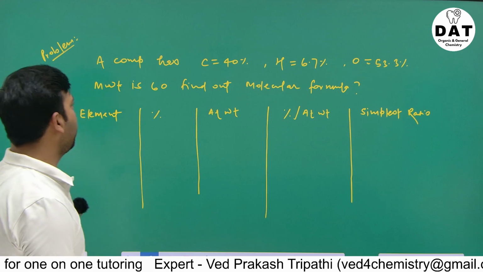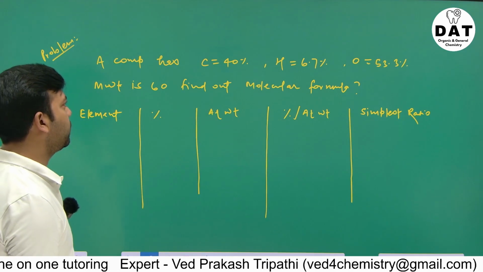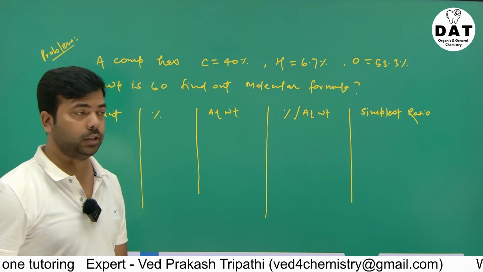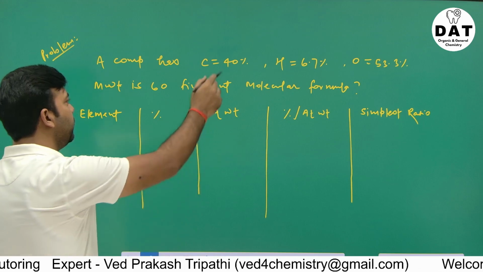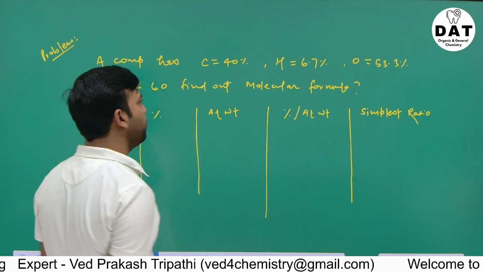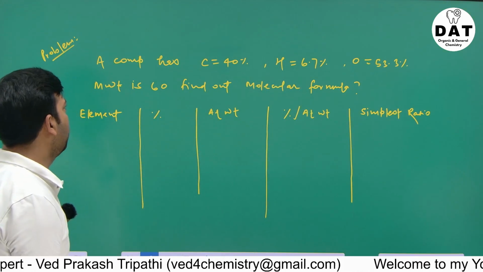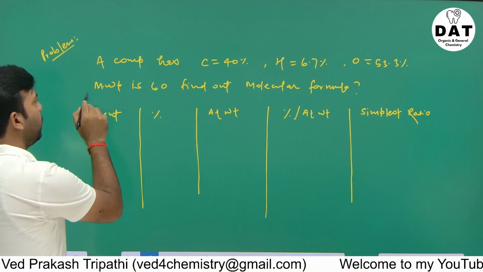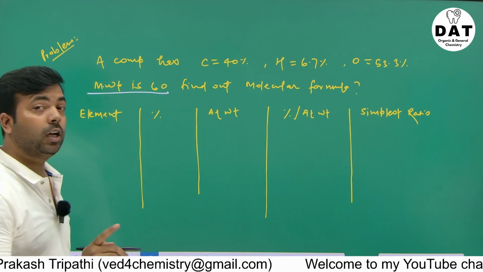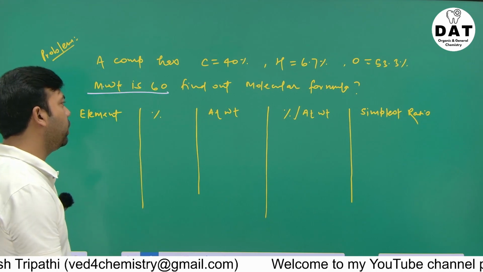So there is another type of question. We have a compound which is composed of carbon, hydrogen and oxygen, with the percentages given here: 40%, 6.7% and 53.3%, and its molecular weight is 60. Find out the molecular formula. We have to find out the molecular formula.